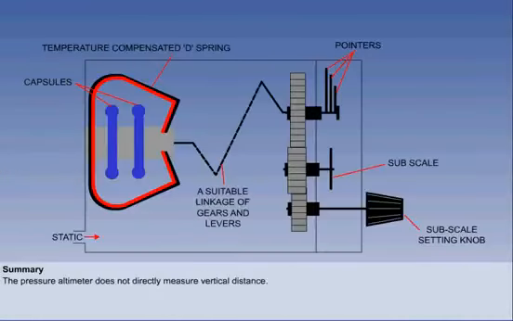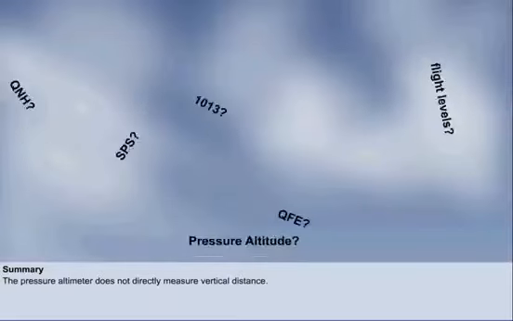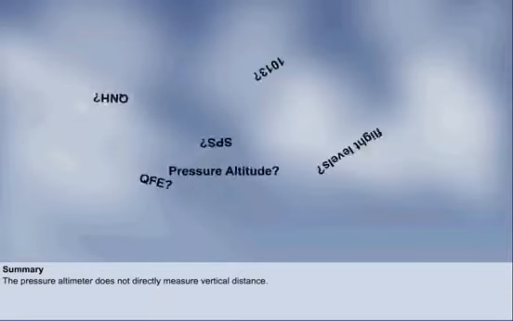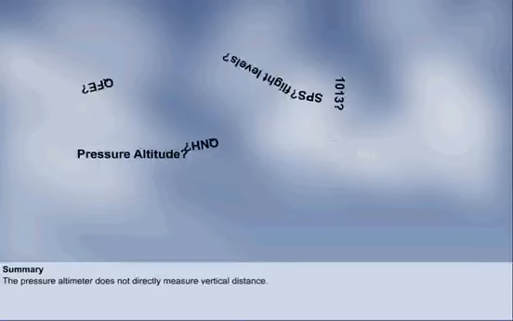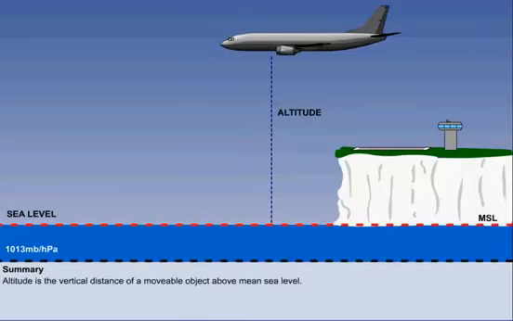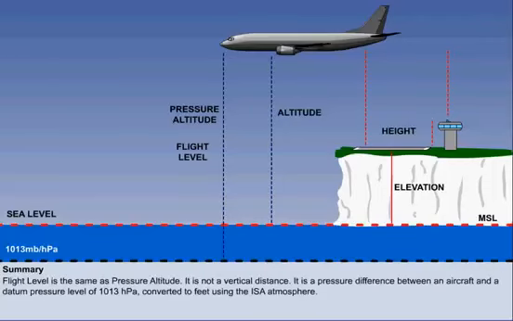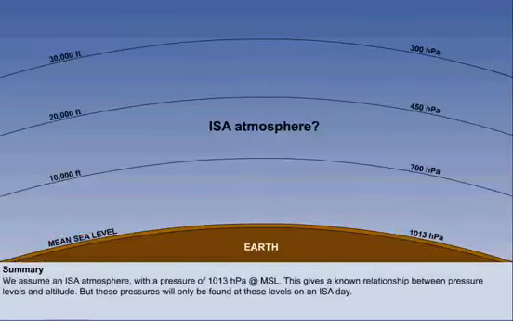Let's summarize this lesson. We said that we were going to remind ourselves of the basic principle behind the pressure altimeter, and to appreciate its limitations as a measure of vertical distance. We would also look at altimeter settings and the reasons for using one rather than another. We defined altitude, elevation, height, and flight level or pressure altitude. We said that ISA was only a datum atmosphere for calibration purposes, and was unlikely to be encountered on any actual day.